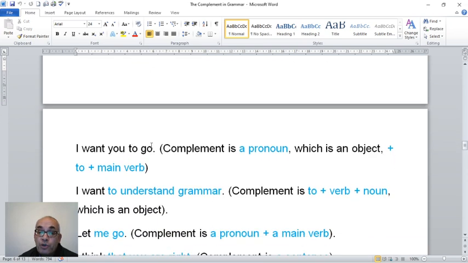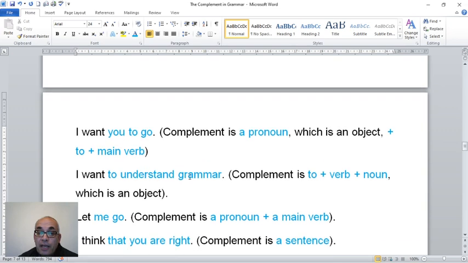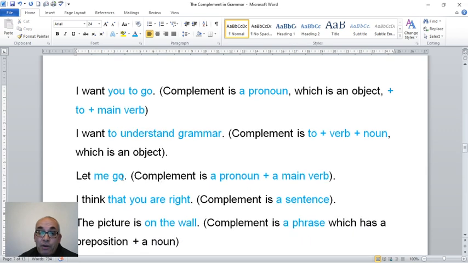I want you to go. What's the complement? It's a pronoun. This one, I have to put it in blue, sorry. I forgot that. So you is a pronoun, and then you've got to and then the main verb. So this is the complement. I want to understand the grammar. So the complement is to and then verb and then noun. Let me go. The complement is a pronoun, and this is a main verb.